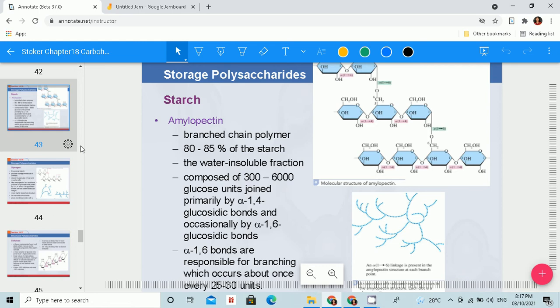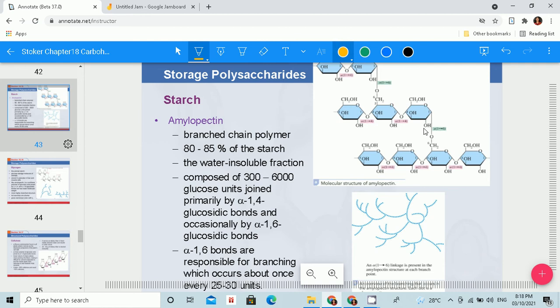Okay, and it is joined in. So the straight chain is joined with an alpha 1,4 glycosidic bond. However, the branching is an alpha 1,6 glycosidic bond. Here is an alpha 1,4.